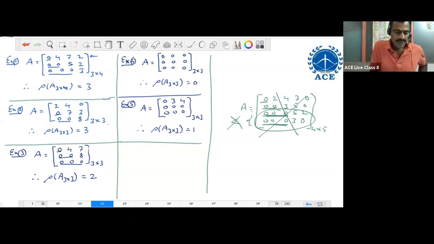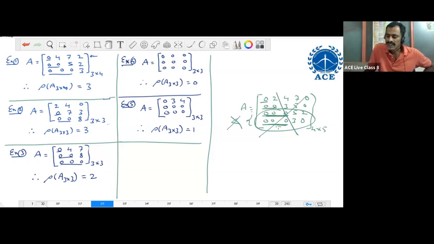Like examples 1 to 5, where the matrix is in echelon form, we write the rank directly. Like this, when the matrix is not in echelon form, we cannot write the rank directly. We cannot write the rank directly means we may write the rank indirectly only. If it is in echelon form, then directly we write the rank. If not in echelon form, we write the rank indirectly. Indirectly means after reduction.